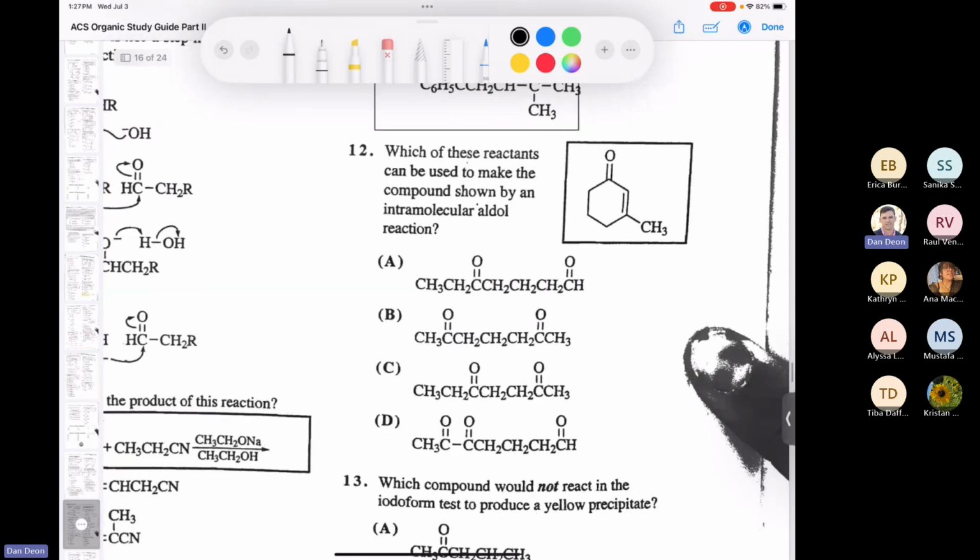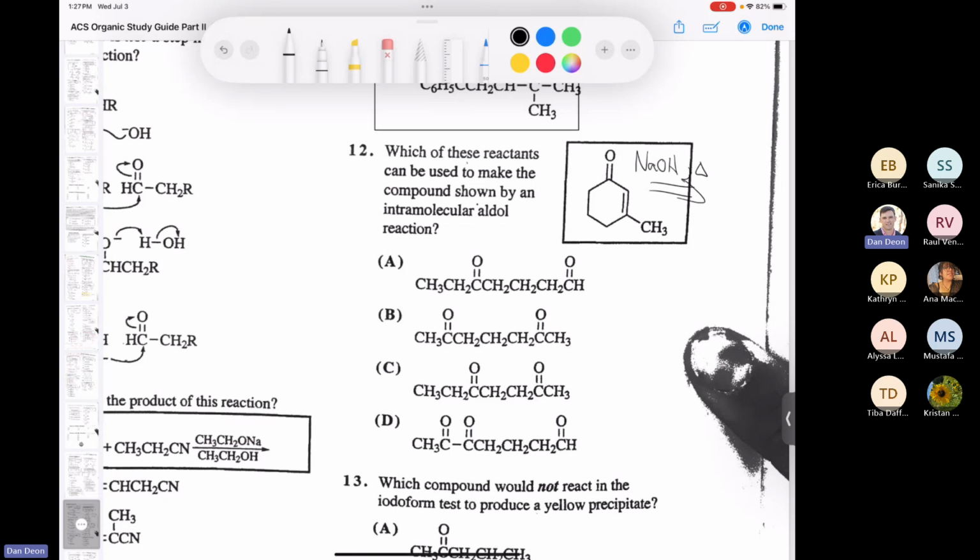Question number 12 is another one that we went over in detail. It says, which of these reactants can be used to make the compound shown by an intramolecular aldol reaction? Remember we talked about the intramolecular aldol. If you think about it in terms of retrosynthesis, you just use sodium hydroxide and cook it up. So, sodium hydroxide and heat.